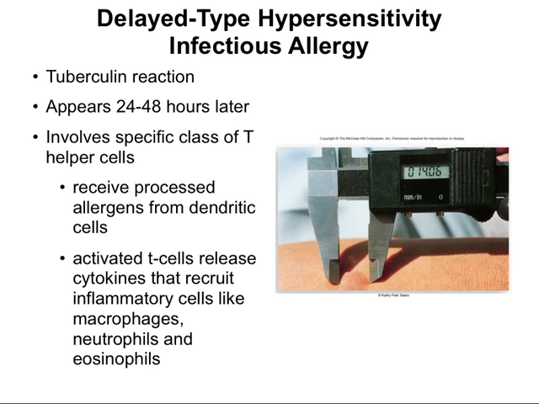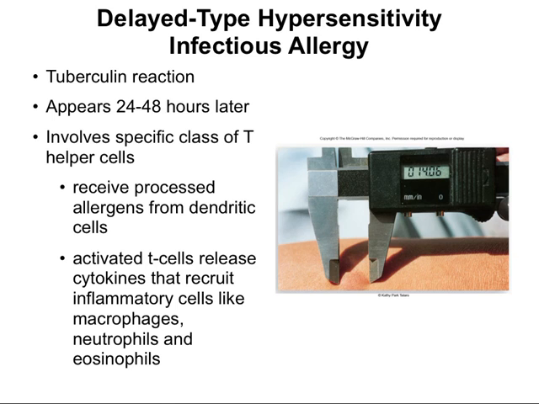After the dendritic cells have processed the allergens, they pass them to the T cells, and then these activated T cells release cytokines that recruit inflammatory cells like the macrophages, neutrophils, and eosinophils, and they show up at the reaction site. In the figure on the right here, you can see a typical response from this delayed infectious allergy response. Any area of inflammation that's greater than 10 millimeters is considered to be a positive reaction. Let's take a look at an animation of type IV hypersensitivity response before we move on to look at some other specifics.